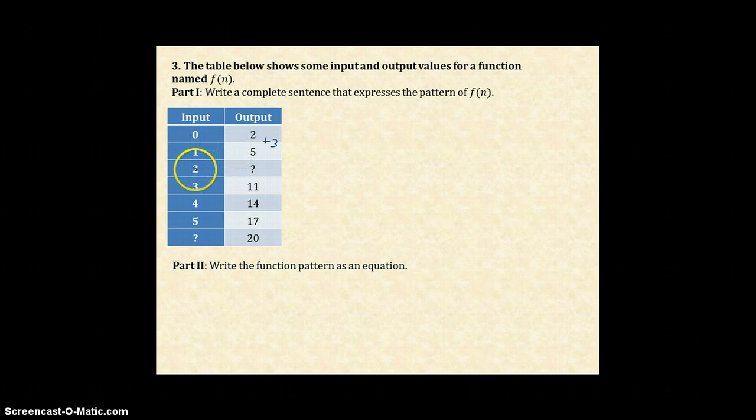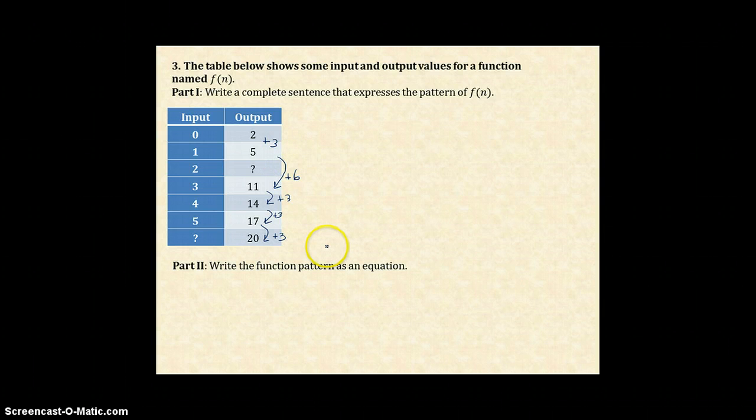Then when our input is 2, we don't quite know what it is. But when it's 3, it's 11. So we made 2 jumps here and it went up by 6. Then when our input goes from 3 up to 4, we're jumping up by 3 again. From 4 to 5, our output jumps up by 3 again. And then on this last step, it jumps up by 3 again. So it looks like we're adding 3 each time. And you can see on the missing step here, when our input went up twice, we went up by 6. So it would make sense that for each step, it went up 3.